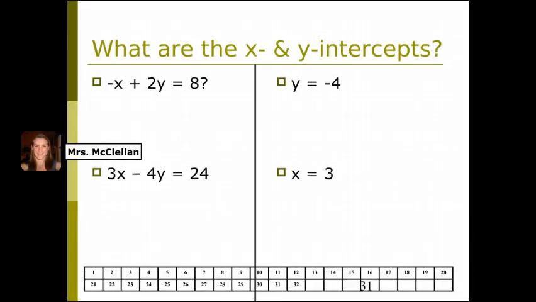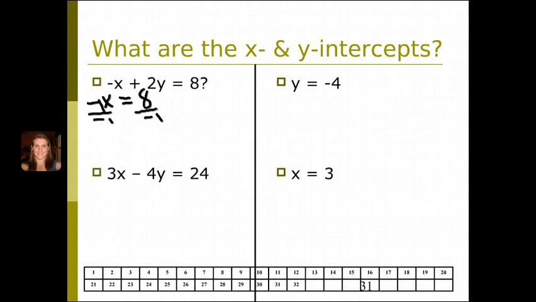Okay, this is the last of the x and y intercepts. Just a few examples to make sure we know what we're doing. So let's start with the first one. To get the x-intercept, I'm going to do negative x equals 8. Divide by negative 1. Remember, that's an imaginary 1. And I will get x equals negative 8. And so therefore, my x-intercept would be (-8, 0).